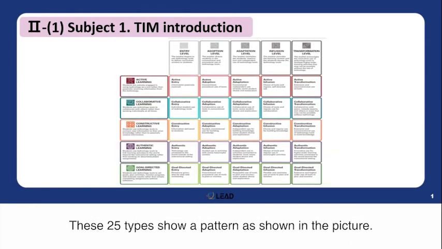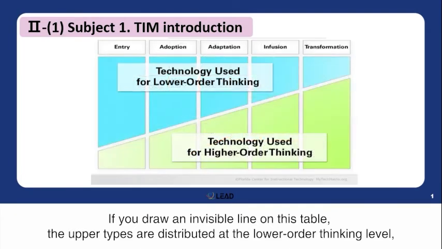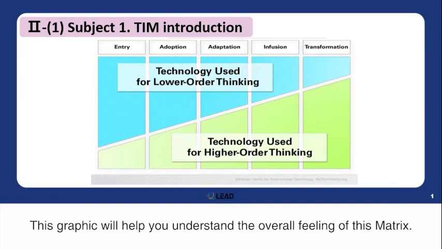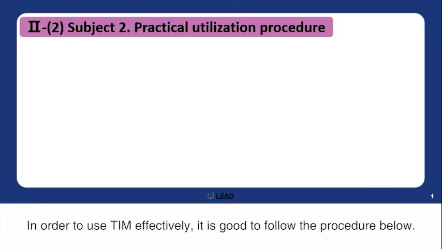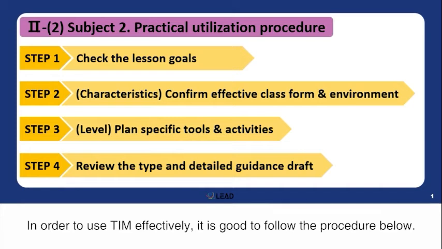These 25 types show a pattern. If you draw an invisible line on this table, the upper types are distributed at the lower order thinking level, and the lower types would be at the higher order thinking level. This graphic will help you understand the overall feeling of this matrix. In order to use TIM effectively, it is good to follow the procedure below.